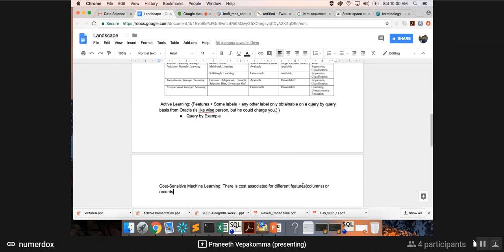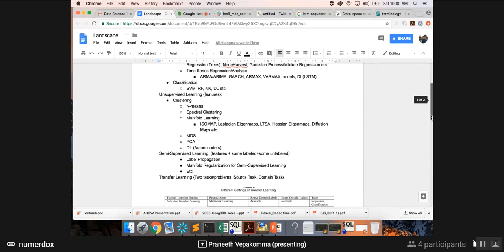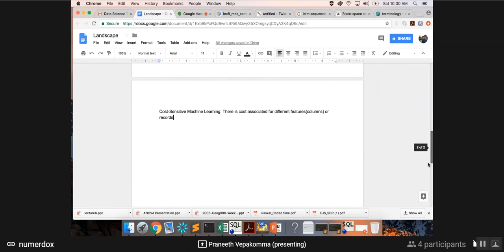So you want to be careful in using what variables. Some variables may be very costly to collect. Maybe it's some mechanical engineering, whatever it is, reason. Some variables may be easier to collect. So there's a cost associated with it. You want good classification, good regression, prediction performance, but you also want to keep cost in check, or you want to be sensitive about it. So this is cost sensitive machine learning. Yeah, this covers a lot actually.